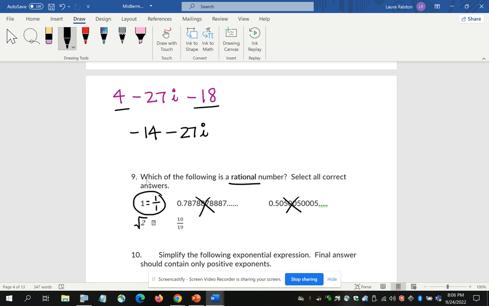Square root of 2, if you try to look at it in a decimal, you get this big long decimal number, which does not repeat and does not terminate, so it is not rational. 10/19 is already in fraction form, and if it's a fraction, it is rational. And they can be positive or negative. It happens to be that all these are positive. Okay. So you have two rational numbers there. You have 1 and 10/19.